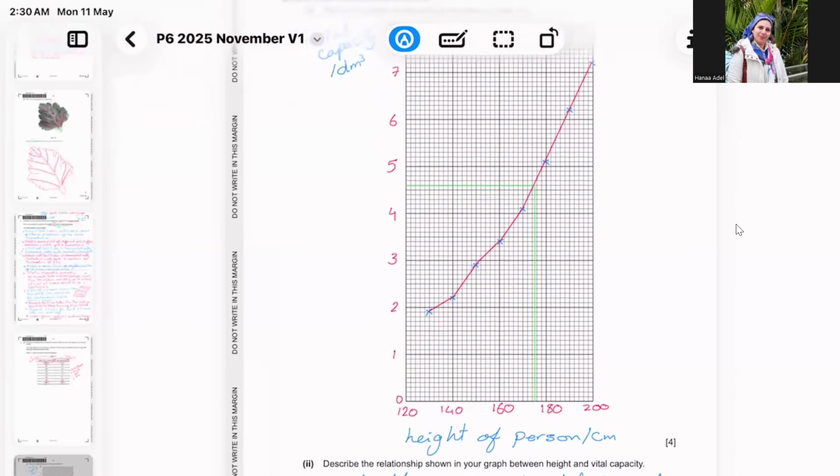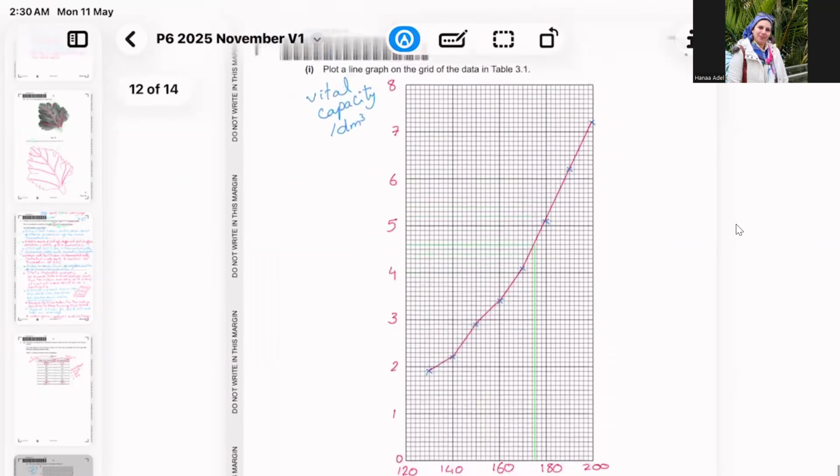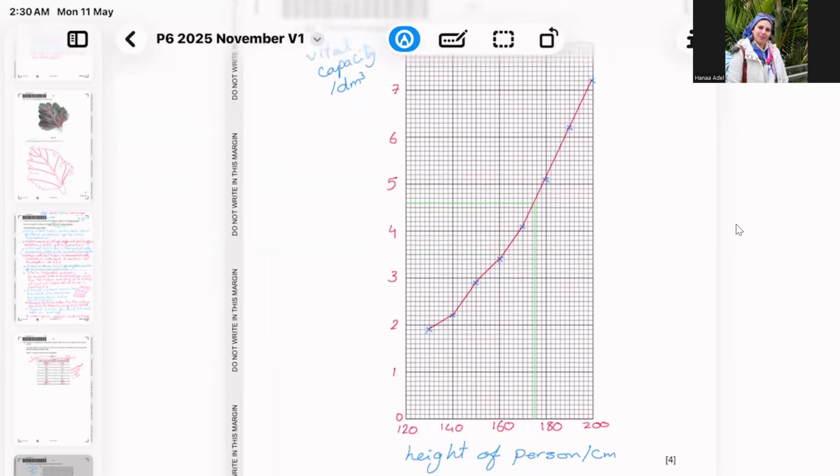Describe the relation, in your graph, between the height and vital capacity. So we can write it as: as the height of person increases, what happens to the vital capacity? It will increase. It just describes the graph.